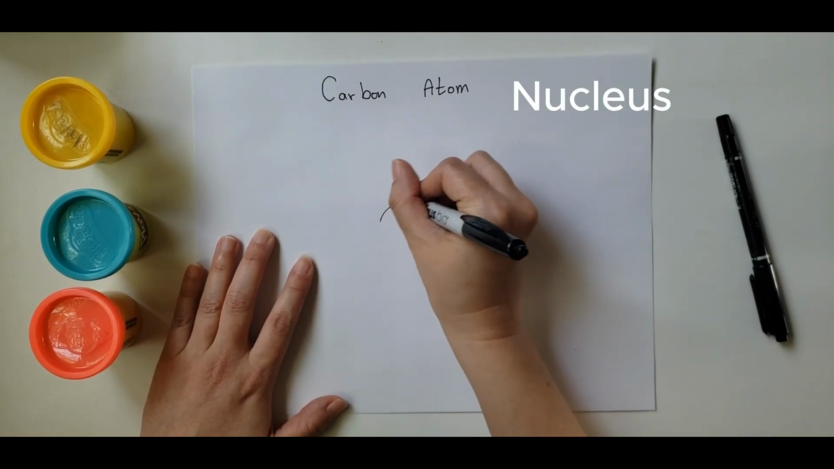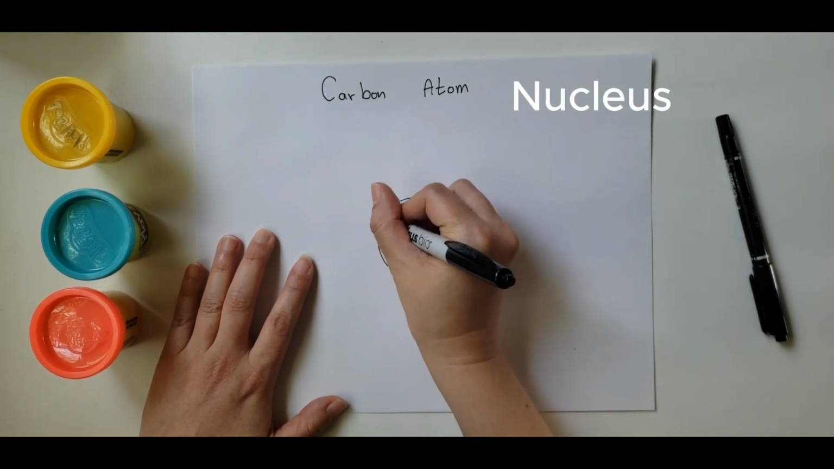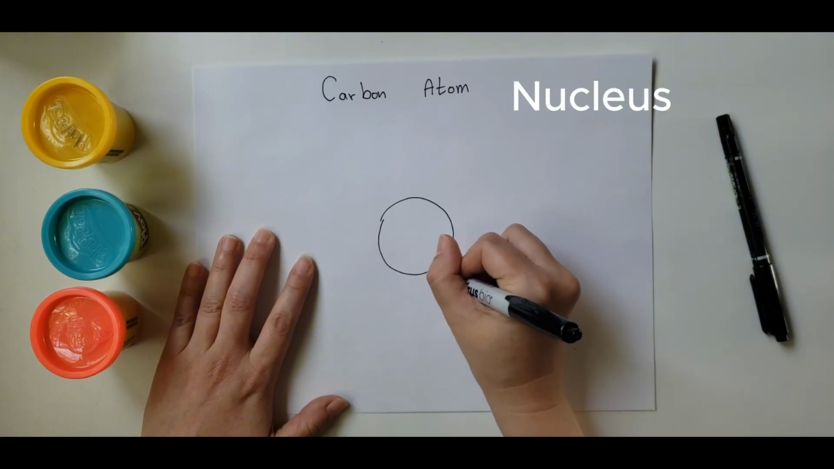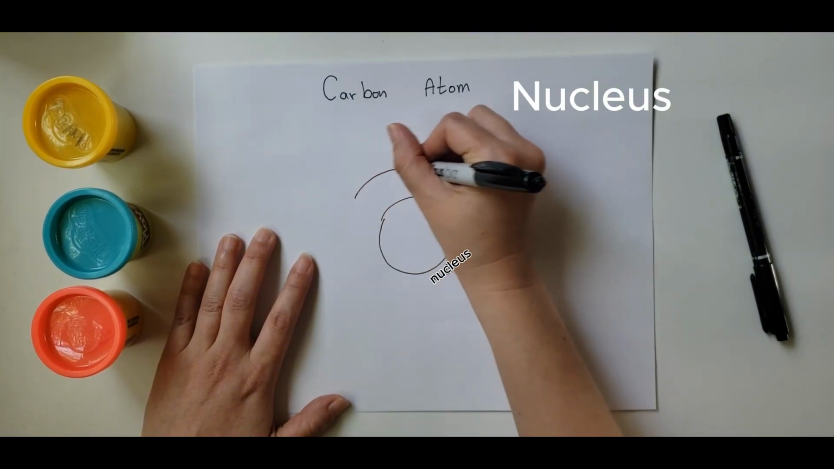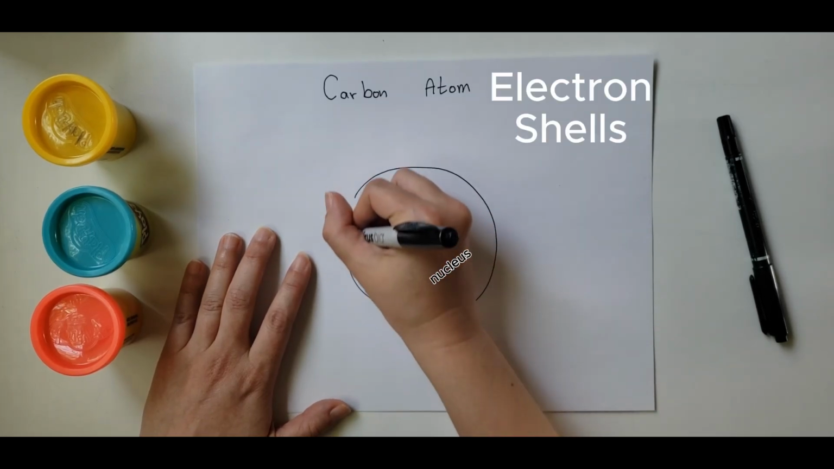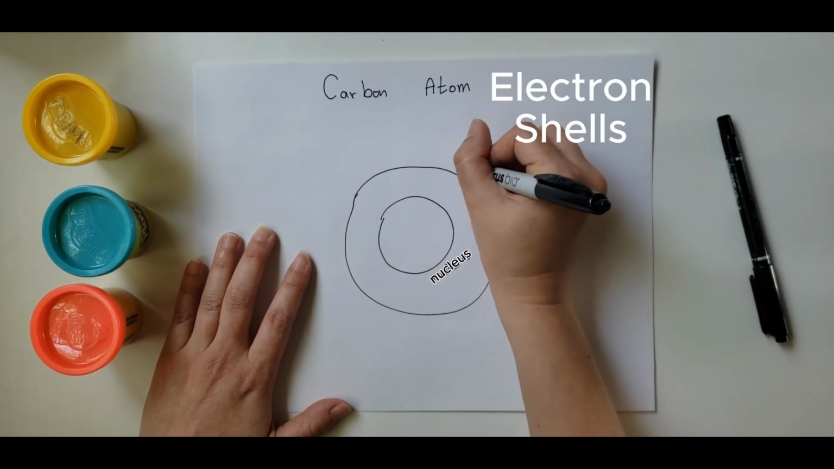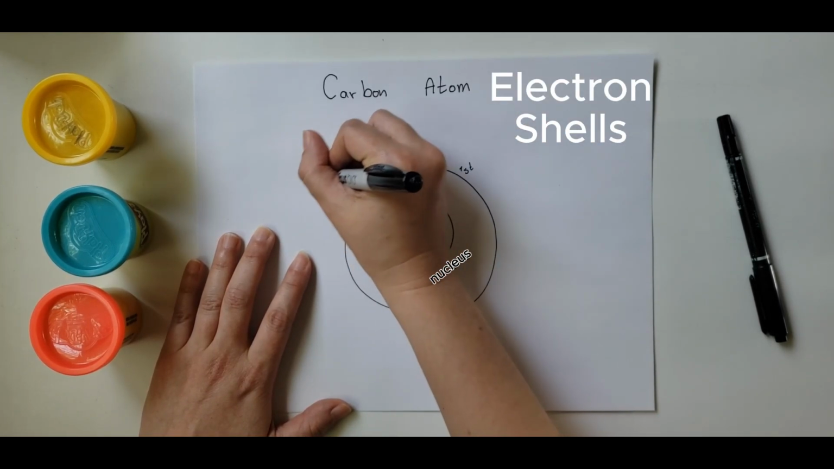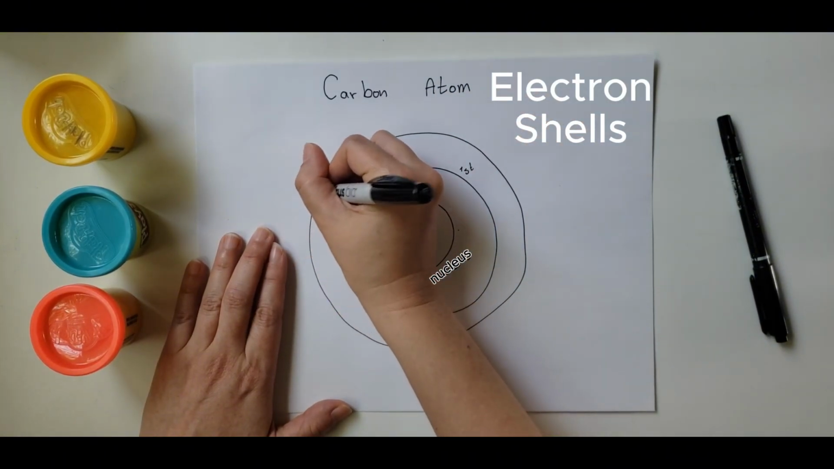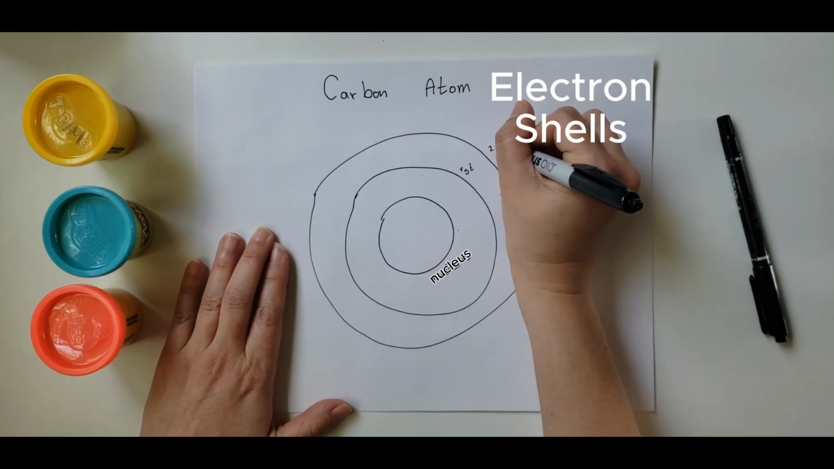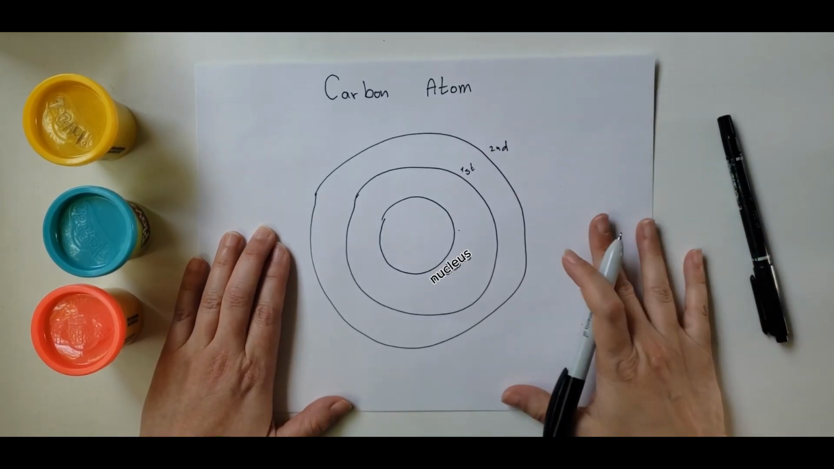Let's draw the nucleus as a circle, right in the middle of our paper. This will be the nucleus of the atom, to house the protons and the neutrons. Next, let's draw 2 rings around the nucleus. These are the electron shells, to house the electrons. Did you know? Carbon is the 4th most abundant element in the universe.